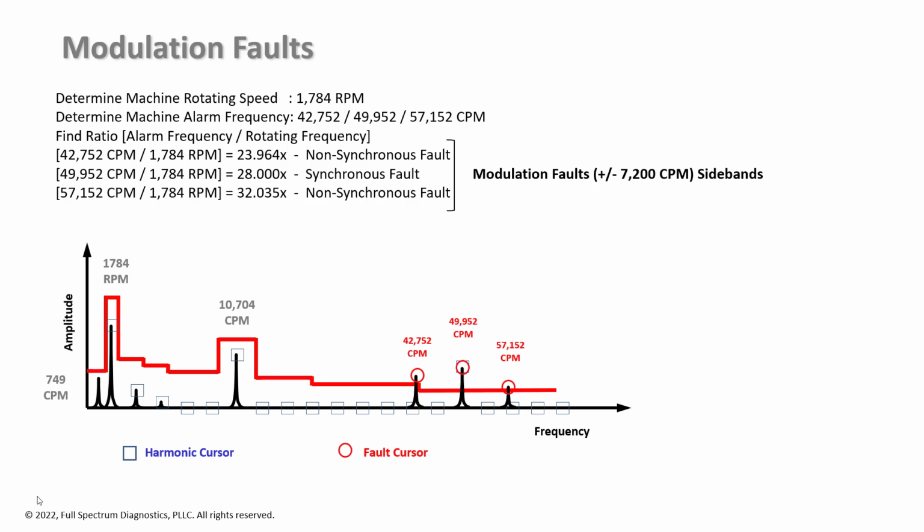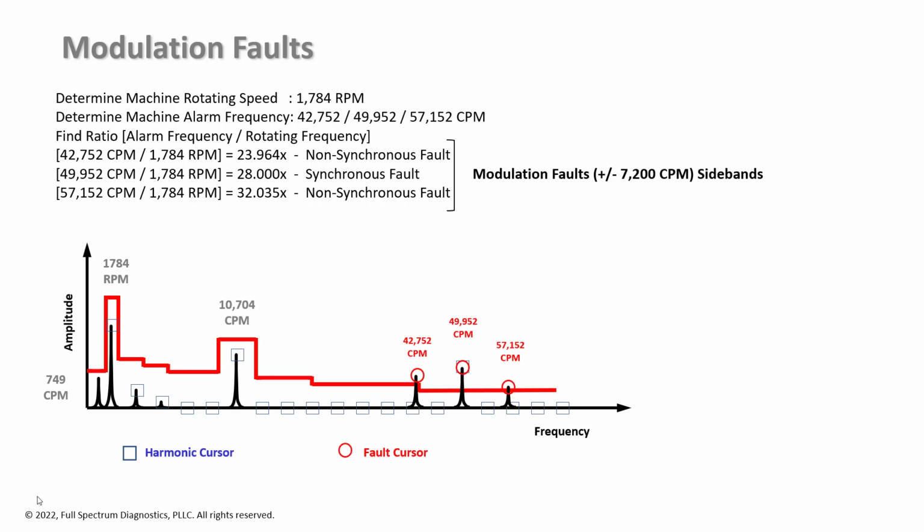The third frequency, 57,152, divided by running speed, we have 32.035. It's a non-synchronous fault. Now the question is, what is this gap? What is this sideband set? And if we go through and we have 28 minus 23.964, that'll tell us the fraction of running speed that this fault is giving us, and what the sideband values are. In this case, it's plus or minus 7,200 CPM.